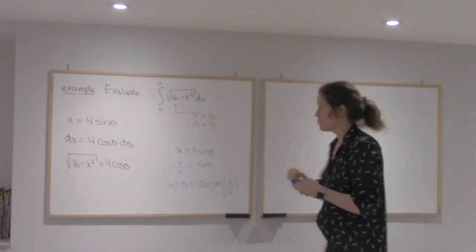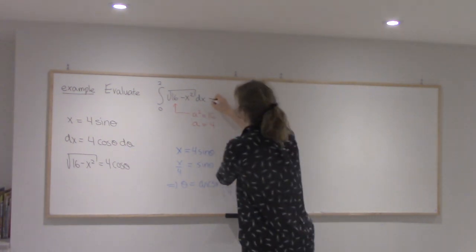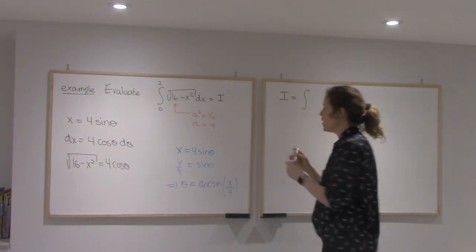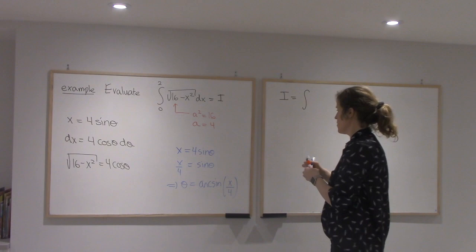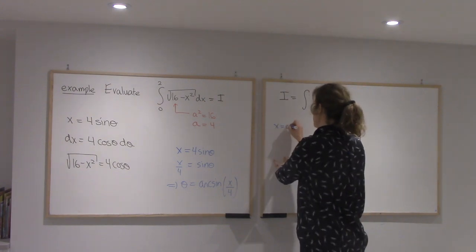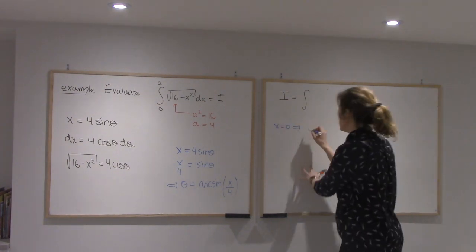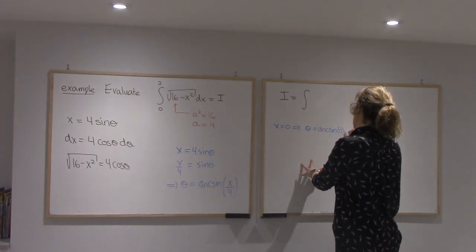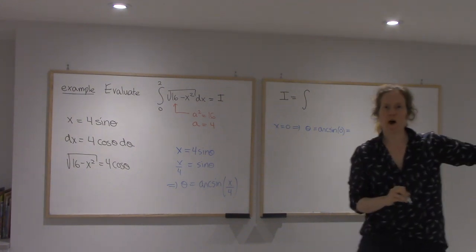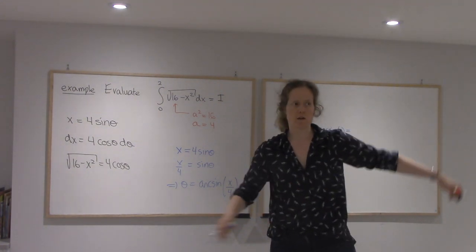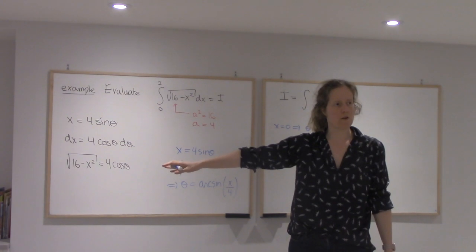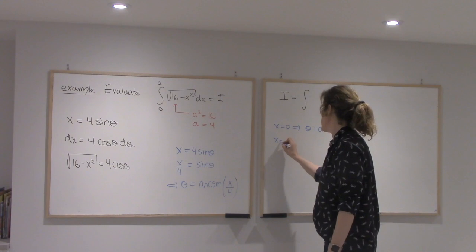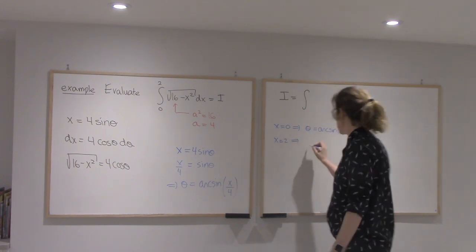Let's check what the bounds would be. So let's call this I, the integral. Now I want to know what my new bounds are. So if x equals 0, I'm going to plug it into this. Theta is arc sine of 0. Arc sine of 0, so the y value is 0. That means theta is 0.